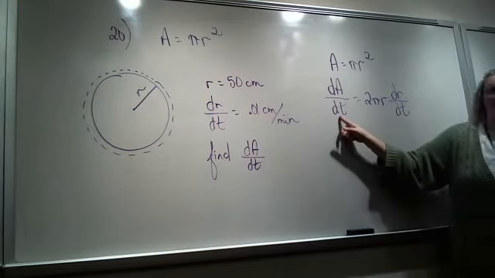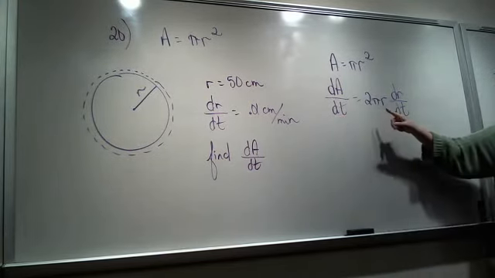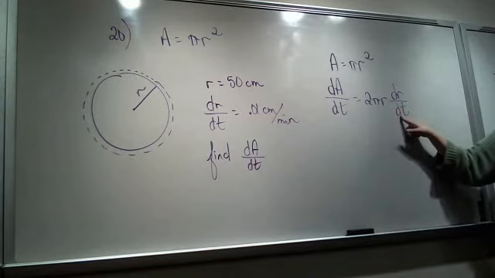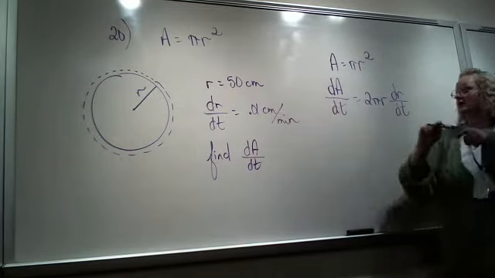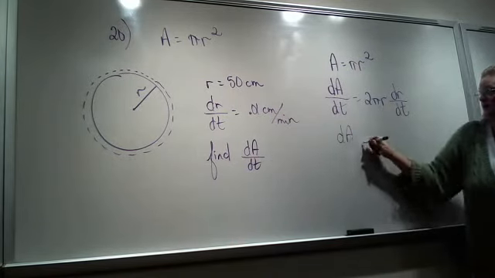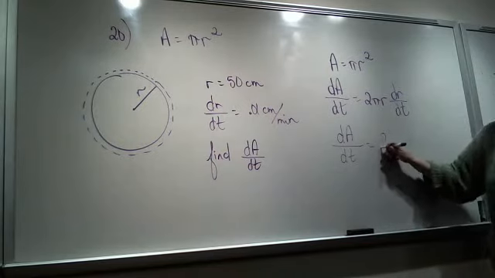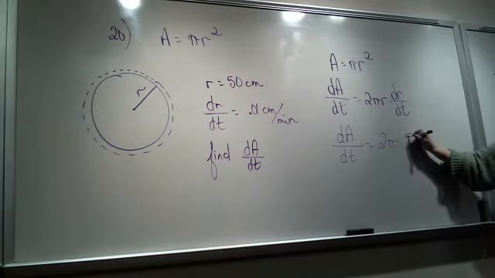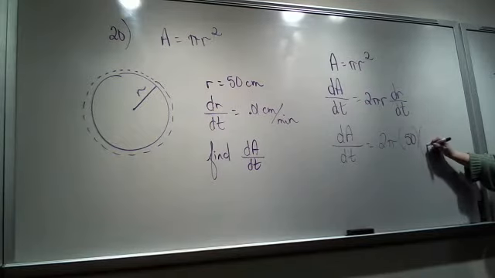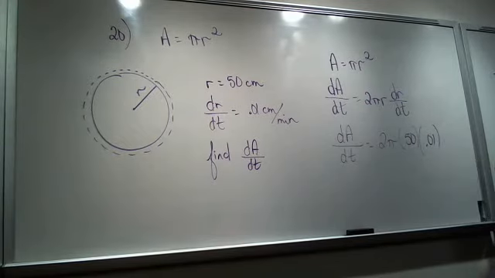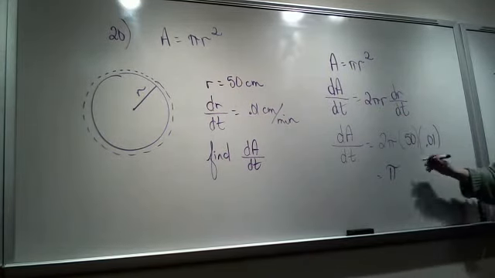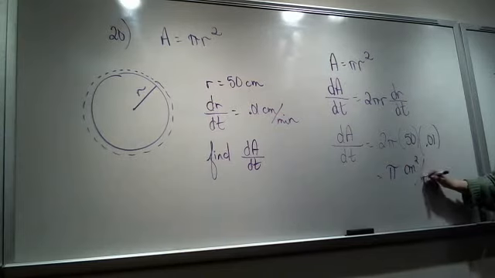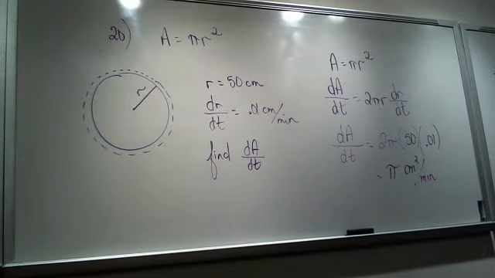Now, I want this value, dA/dt, which means I must know r and I must know dr/dt. Do I? Yes. You bet. They're right here. So what's dA/dt equal to? 2 pi times 50 times 0.01, which is pi centimeters squared per minute.